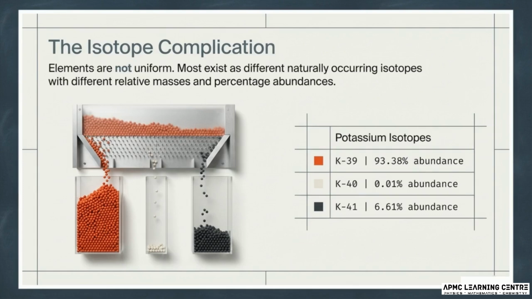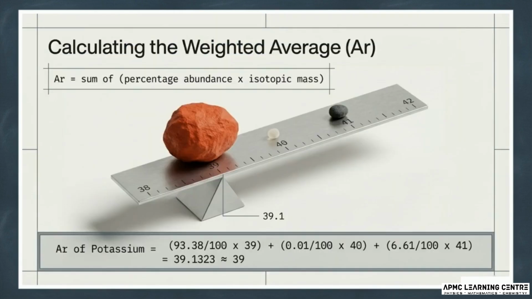This diagram shows potassium sorting into bins. In nature, it comes in three versions: K39, K40, and K41. They appear in vastly different percentage abundances, with K39 making up over 93%. To get a usable baseline number, chemists calculate a weighted average based on isotope abundance.